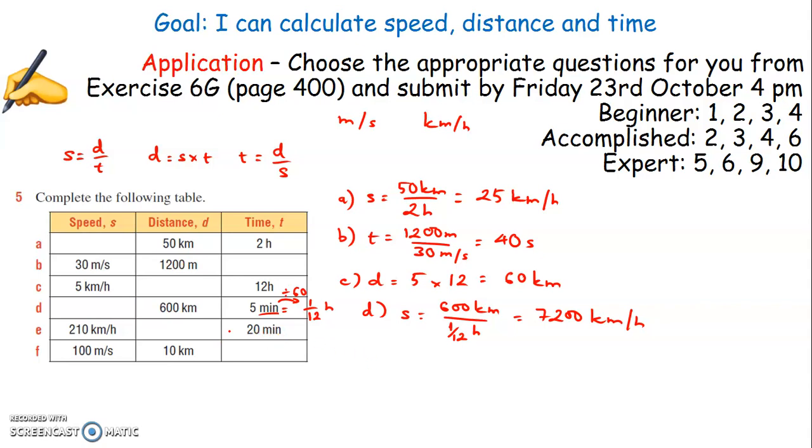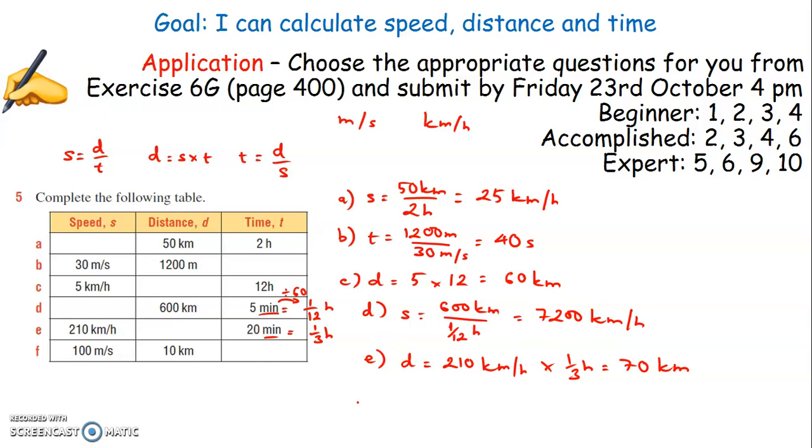For E here, again we've got minutes. We see the speed is in kilometers per hour, so we know that we have to change that to hours. So 20 minutes is 1/3 of an hour. For E, we want to find the distance. Distance is speed multiplied by time, so 1/3 of an hour. And this should give you 70 kilometers. Always make sure that you check your units.